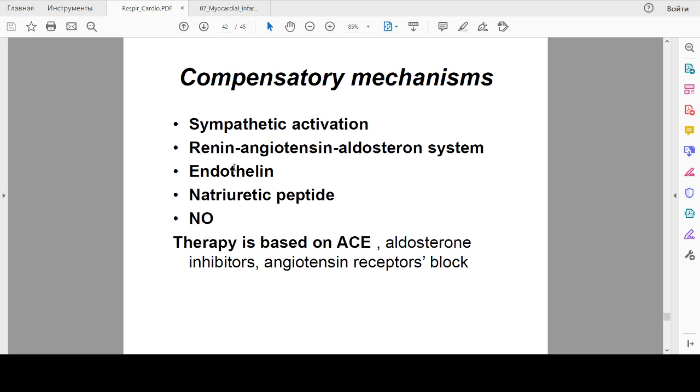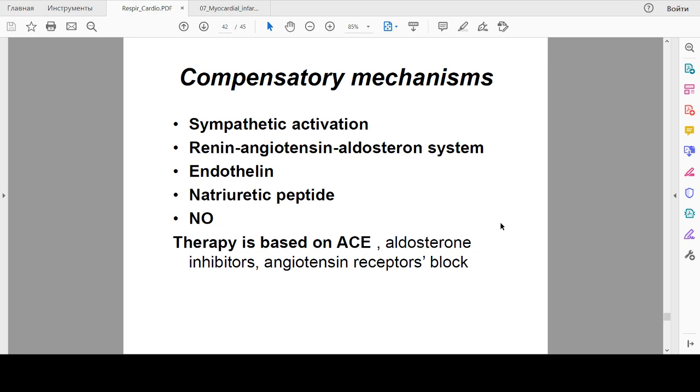Vasodilators may lead to excessive dilation, retention of blood in the venous part of the circulatory system, and congestion.